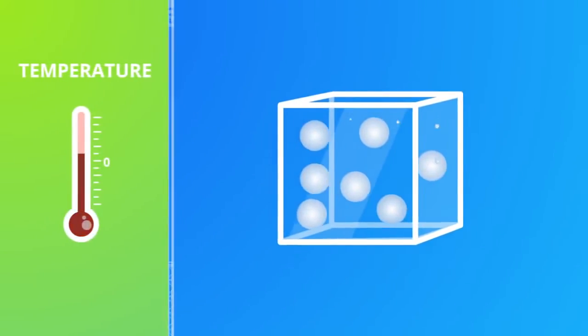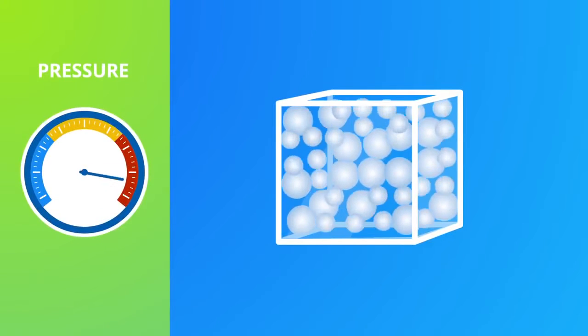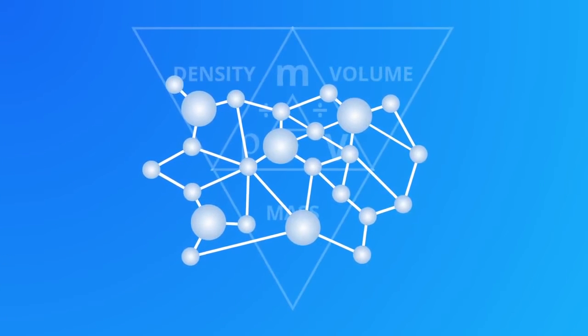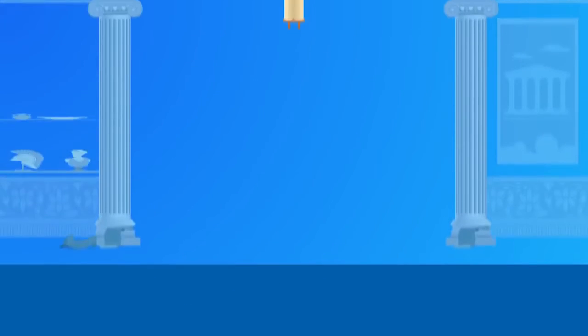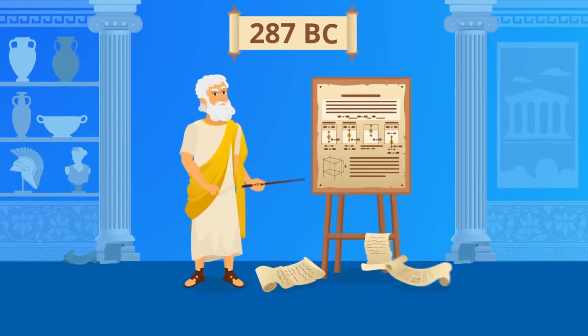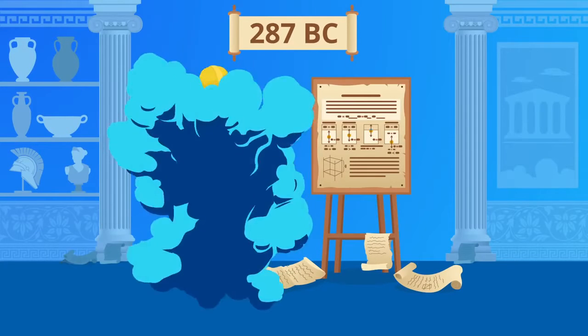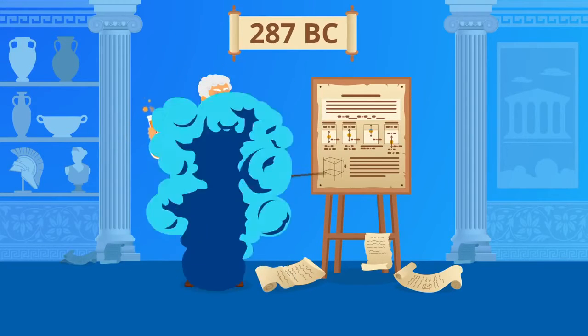The density of an object can even be affected by temperature and pressure, as this changes the way the atoms and molecules bond to each other. With so many things to account for, you might be wondering how you're supposed to figure all this out. Turns out, Archimedes, a Greek mathematician, was wondering the exact same thing.